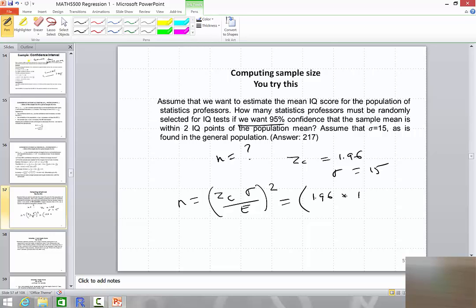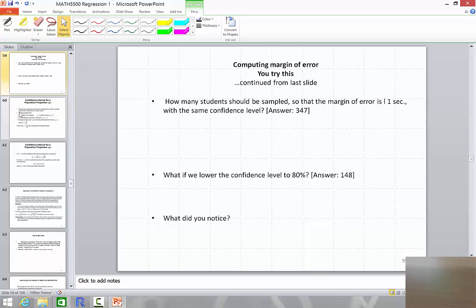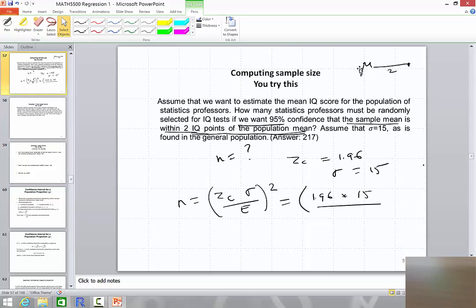1.96, sigma is 15, and the error is, see, the sample mean is within 2 IQ points of the population mean. That means if the population mean is here, then the sample mean could be this side at a distance of 2, or this side at a distance of 2. That means the error is 2. Okay, squared.